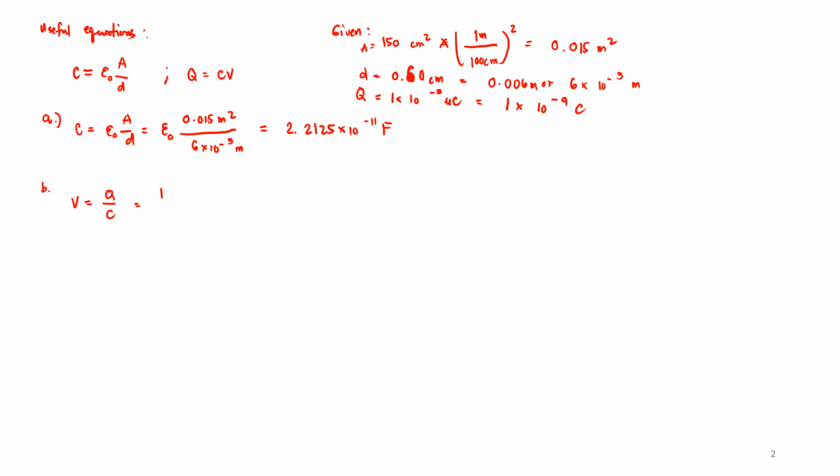Okay, so you have 1 times 10 to the power of negative 9 coulomb divided by the capacitance, which is 2.2125 times 10 to the negative 11 farad. So the potential is equal to 45.2 volts. Okay, so dividing this, we will get 45.2 volts. So take note of the unit. Coulombs per farad is actually equal to volts also.